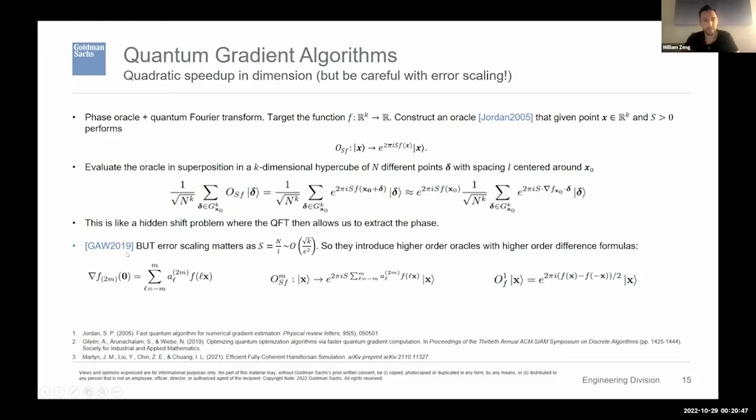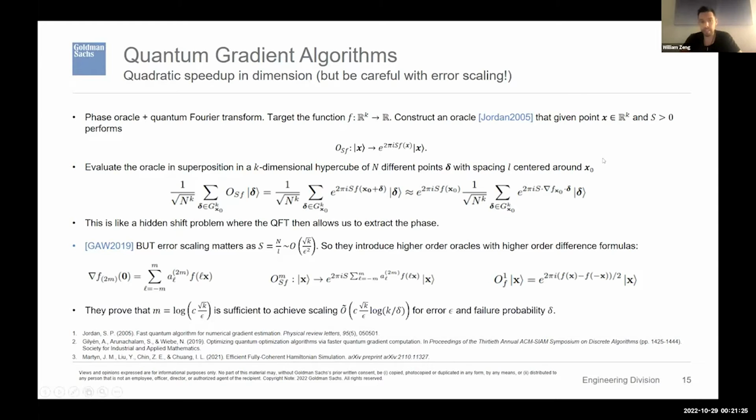In 2019, Gilyén et al. took an approach to try and fix this by introducing some higher order oracles. So not just thinking about an oracle that looks like this, but let's look at the first order one. So instead looking at an oracle that evaluates not just f of x, but f of x and f of minus x, like around the point. And you can move this up to some nth order where there's these terms, basically higher order finite difference formulas that you can use.